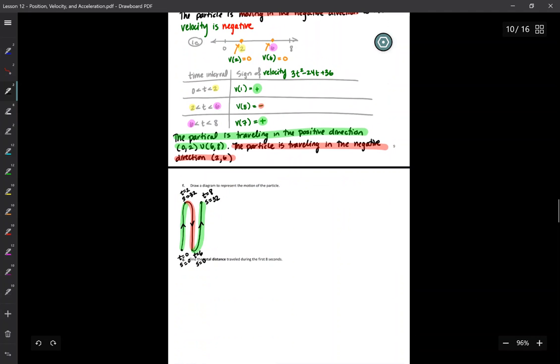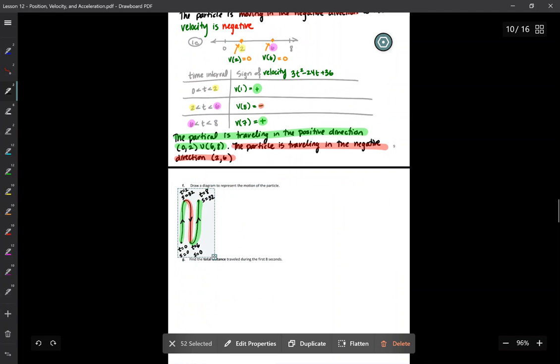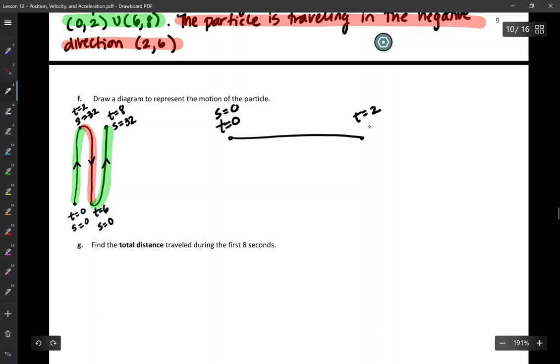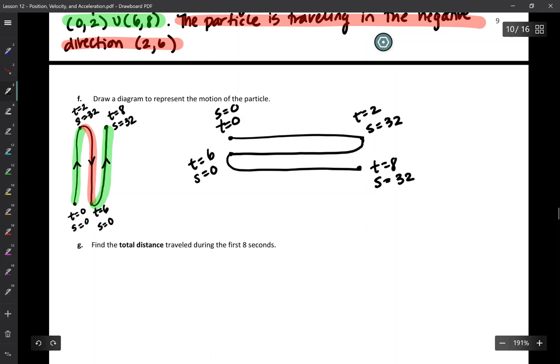A lot of times, and our textbook does this as well, instead of orienting things up, down, they'll orient it right, left. So what would this look like at time t equals 0? My position is 0. Then at time t equals 2 seconds, my position is 32. We're turning around. At time t equals 6, we're back down at 0. Then we're turning around, and we're stopping here. 8 seconds, my position is back at 32.